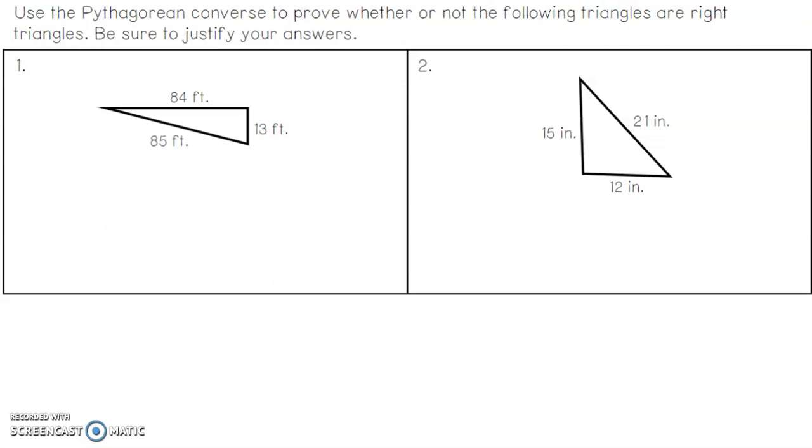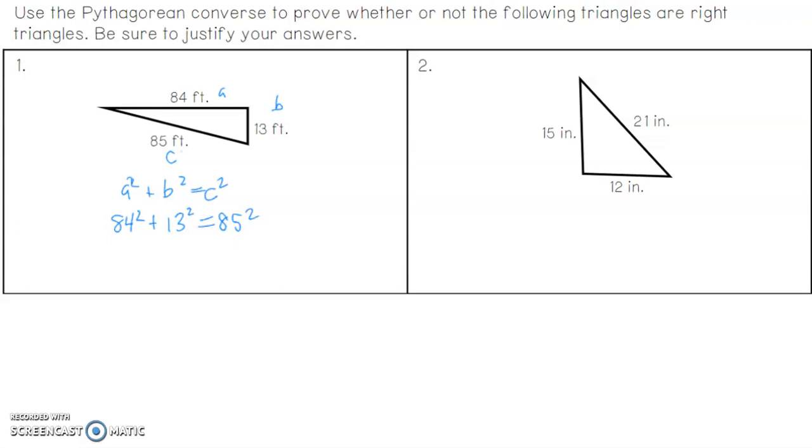So this is what this looks like. We're looking at these triangles. We might look and think, that might be a right angle, but we need to prove it for sure. So I see my longest side, that's the hypotenuse, and then I have my legs. But the converse says a squared plus b squared equals c squared. If this is true when I plug in these numbers, then this is a right triangle. If it's not true, then it's not a right triangle, right? So we're going to have 84 squared plus 13 squared. Remember, a and b could be either order, but your hypotenuse has to be the longest side. Okay, 85 squared. So we just need to know, is that a true statement?